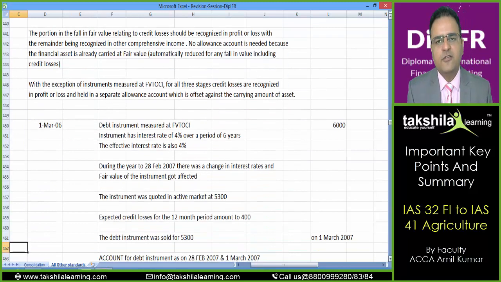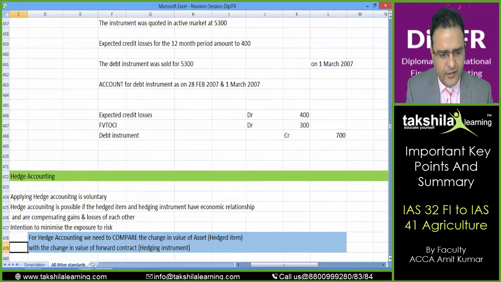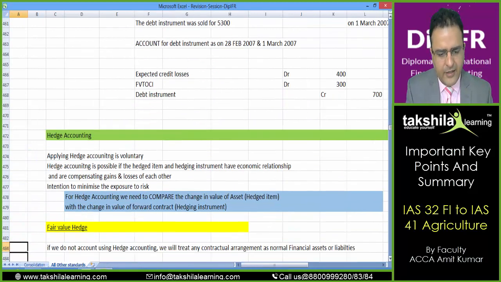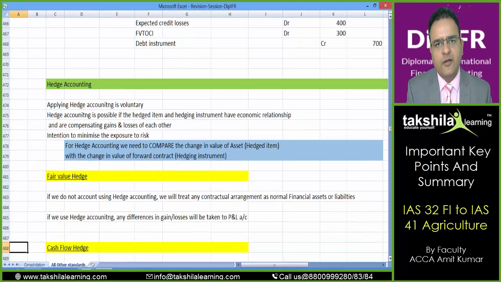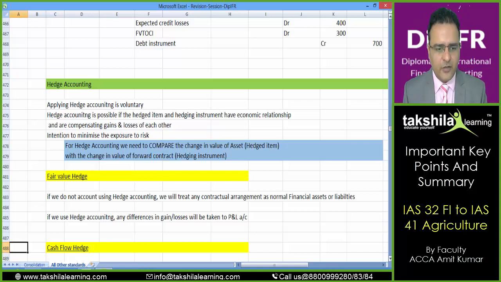Now, when we are dealing with financial instruments, we also deal with hedge accounting. Hedge accounting is voluntary. So we apply hedge accounting only if we wish to, only if we believe that the economic relationships are matching and it is meeting those hedge accounting relationships. If we decide to get into this, we go for hedge accounting. Otherwise, our forward contracts or future contracts are considered normal items, either recorded as financial assets or financial liabilities, depending on their position on each balance sheet date.